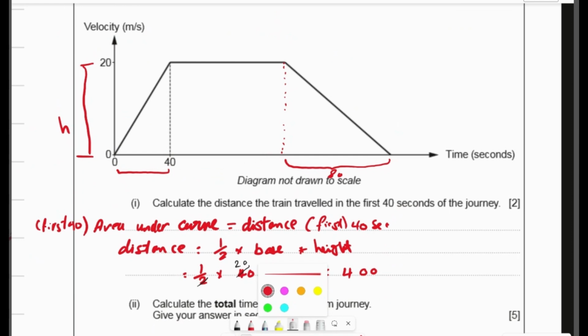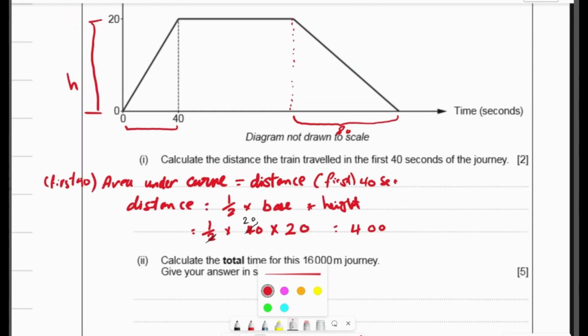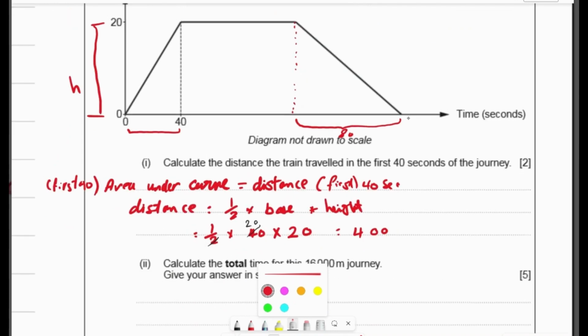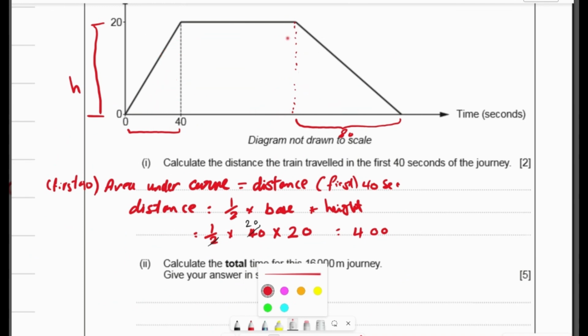And what is it asking for? Calculate the total time. It's asking to give your answer for the total time here. How to do this one? You know already that the area here, the area here and the area there are all telling you the distance exactly. So now we have this distance, so no problem for this one.